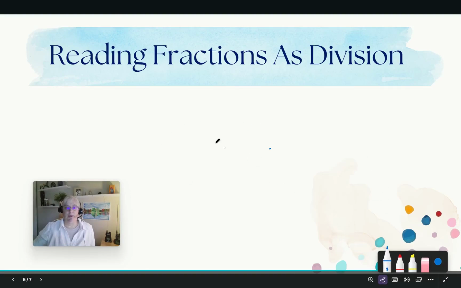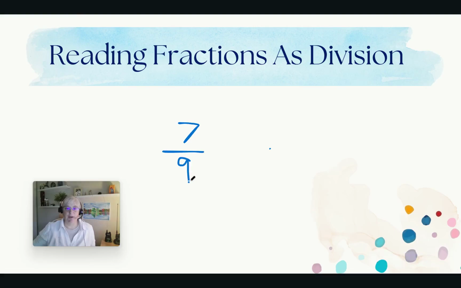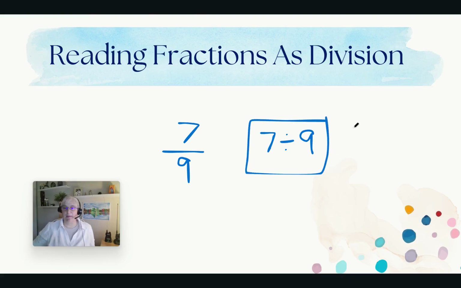Let's try one more. This fraction I would read as 7/9. How would you write that as a division problem? I take the numerator, 7, divided by the denominator, the bottom number, 9. Again, I don't have to solve this and come up with an answer right now. I just want you to understand that this fraction can be represented and read as a division problem.